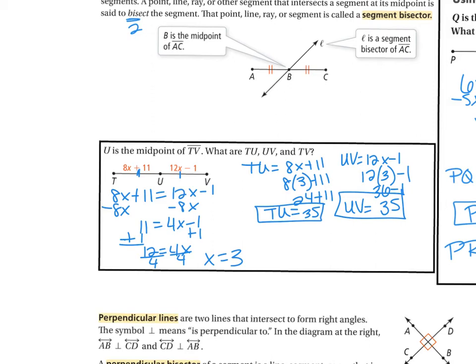And then last but not least, we have to do the whole way across. So that would be TV. TV is going to be 35 plus 35, so TV will equal 70. All right, we've got all 3 segments, so we are finished.